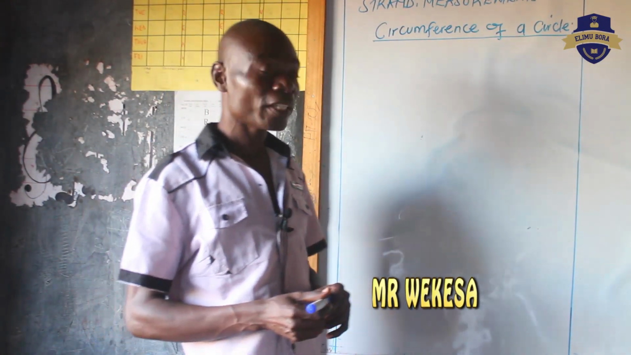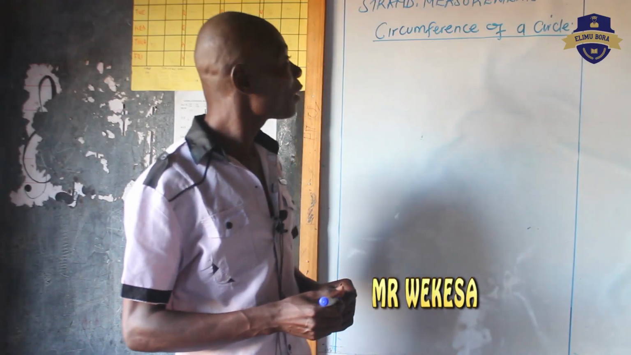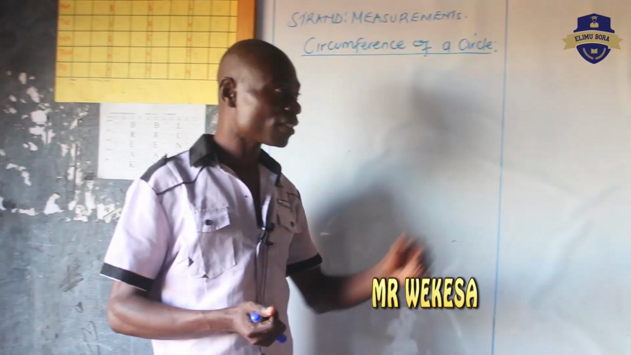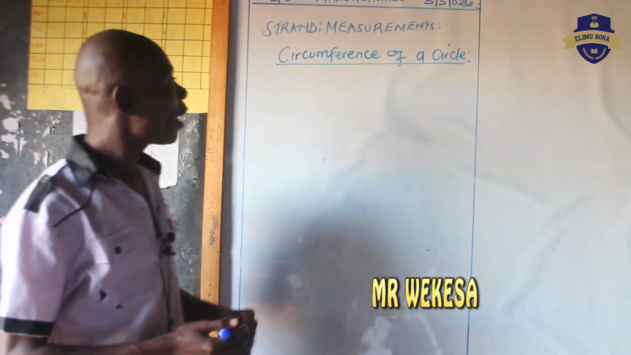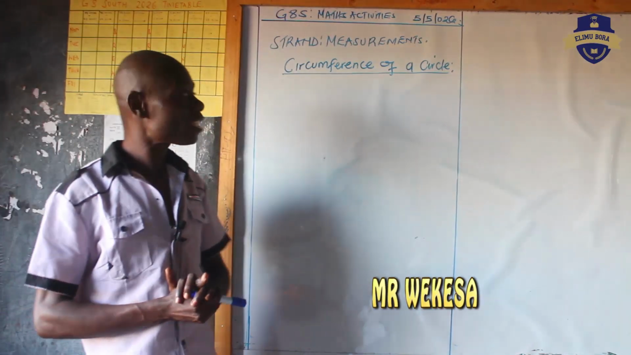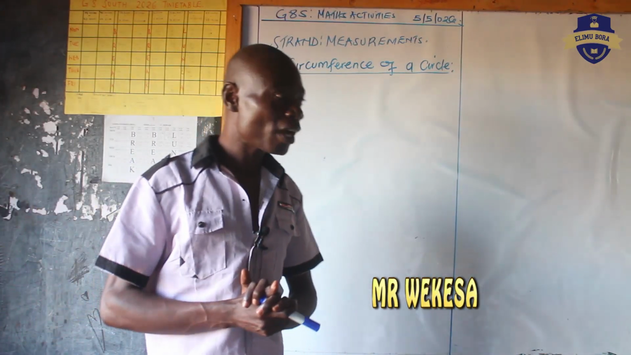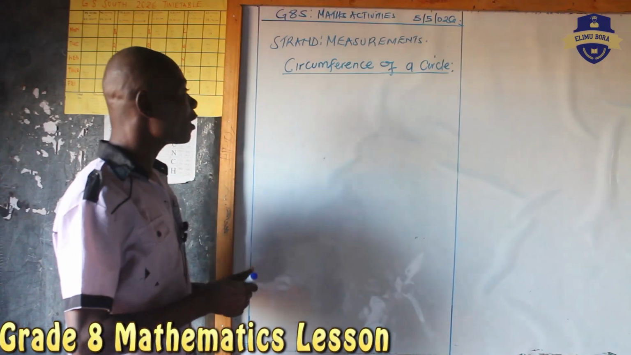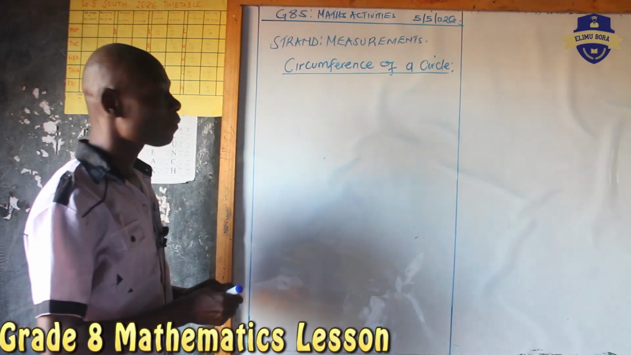Today being a Tuesday, we want to learn mathematics. The strand is measurements. Can you say measurements? Under measurements, we are going to look at the circle, and specifically, we are going to look at the circumference of a circle. The circumference of the circle.